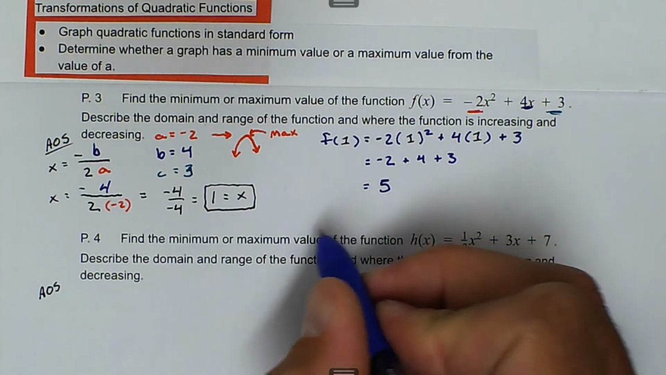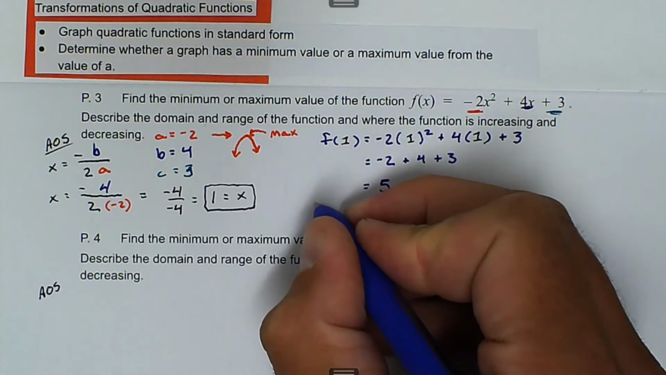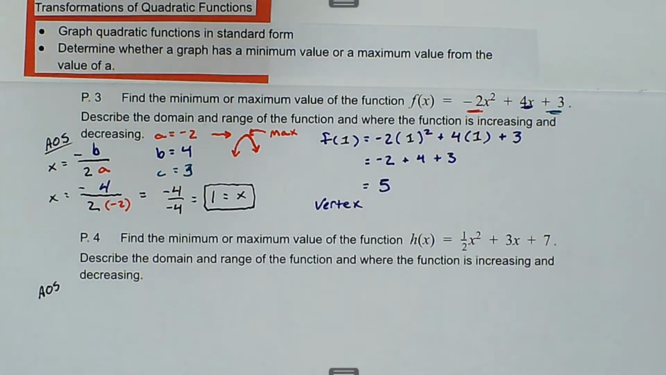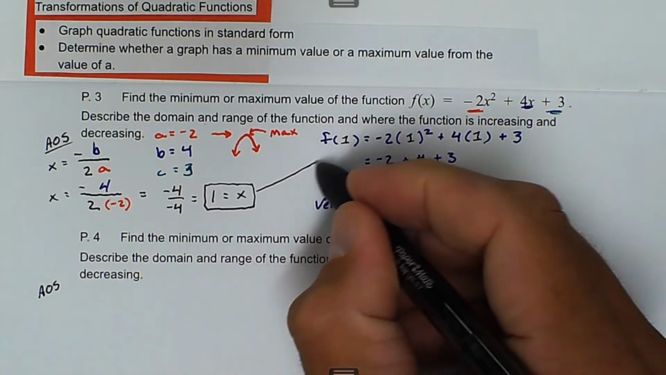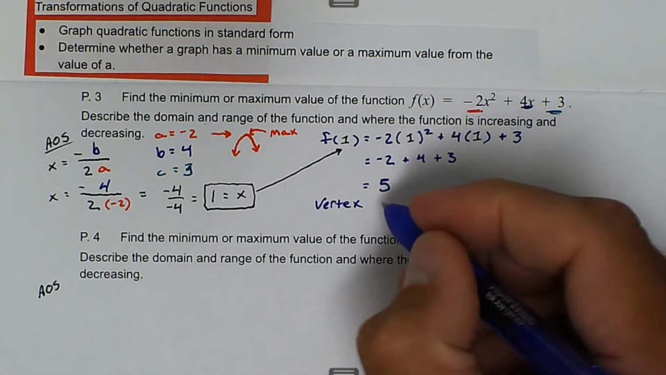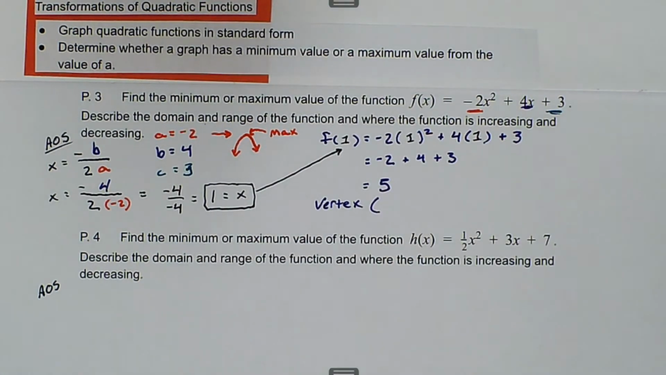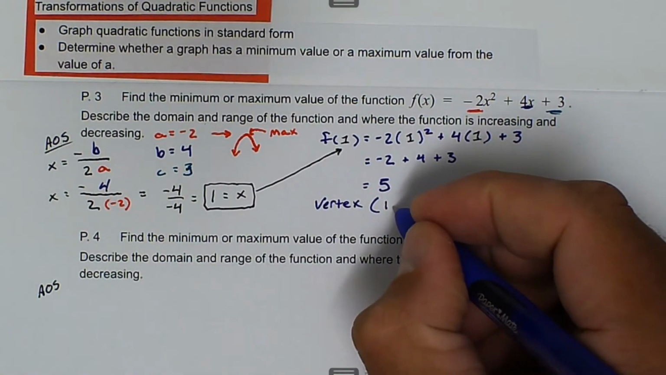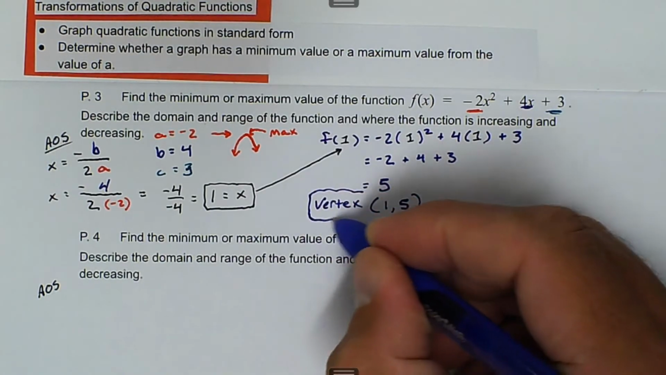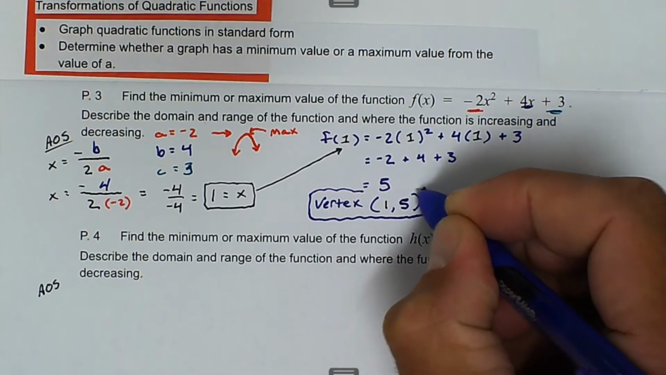So what that tells us is our vertex: we got our x value from our line of symmetry, and that gave us our y value. So our vertex is 1, 5, and that is going to be our max value.